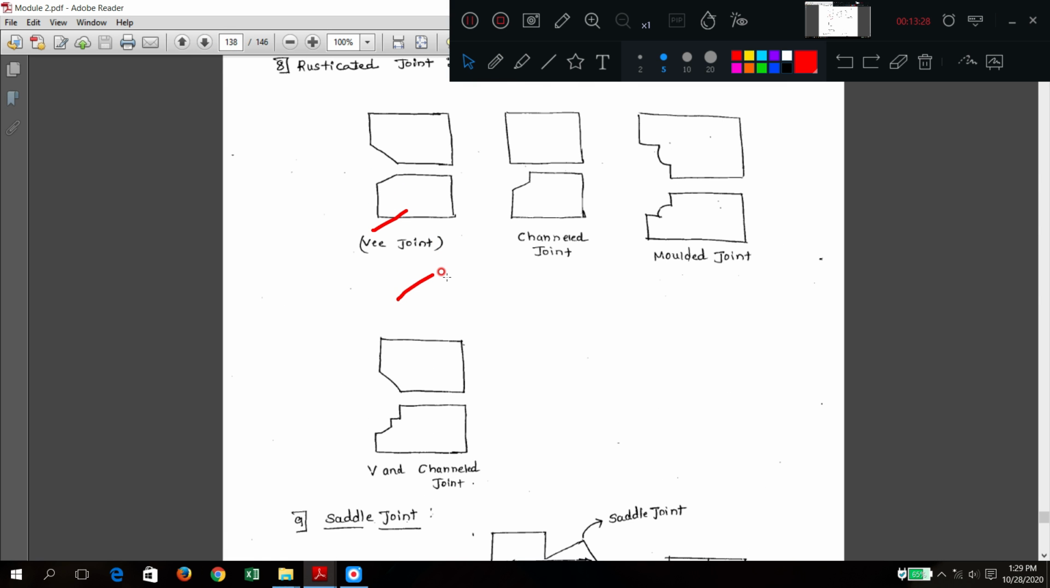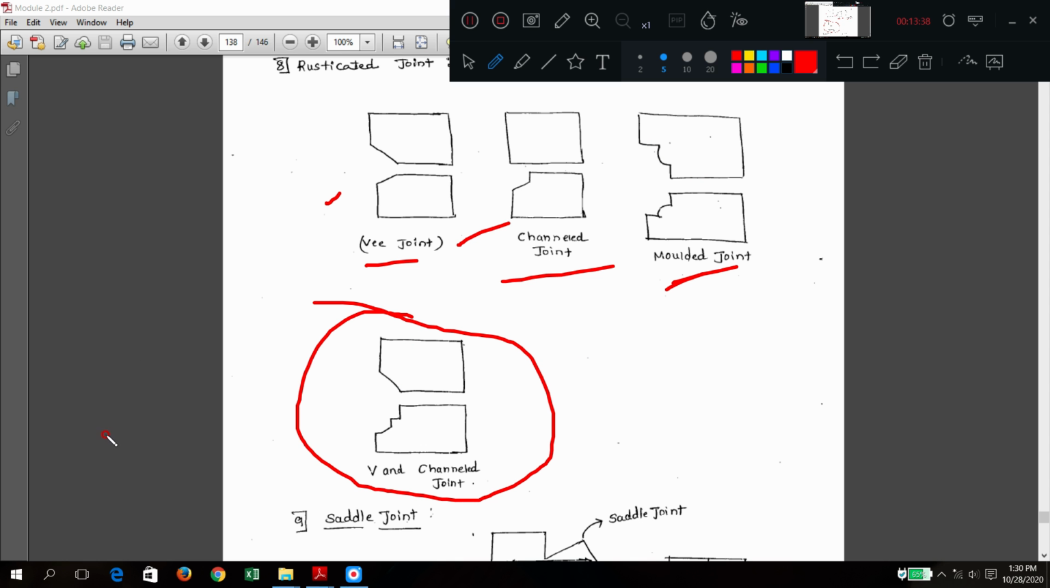These are called rusticated. So here stones will be placed like this: V joint, channel joint, molded joint. V and channel joint are just names given to the shapes.